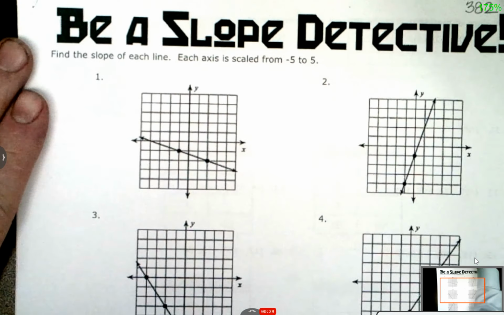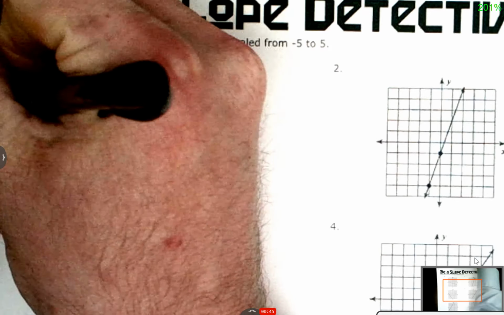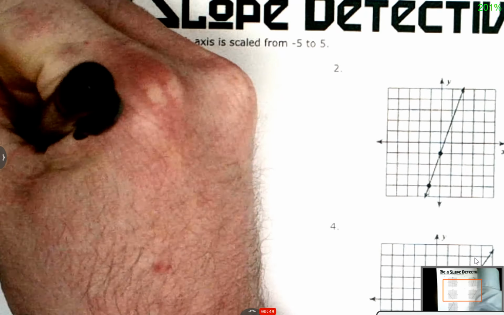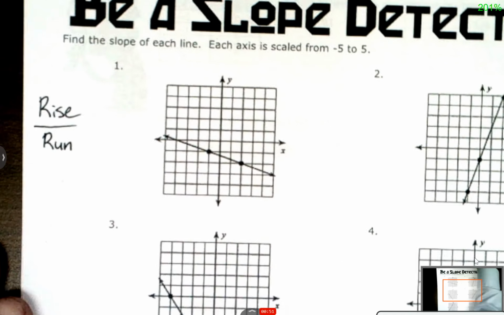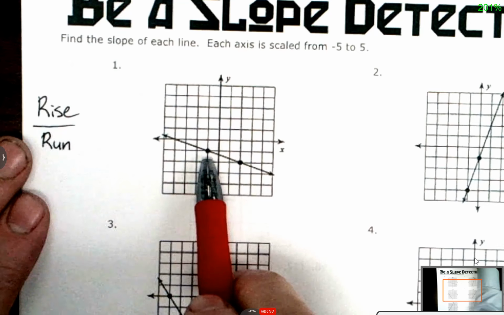But when it's a graph, instead of thinking about how much the y changed and how much the x changed, we use a different phrase to help us remember how that works on a graph. That phrase is rise over run. So rise over run is how I calculate my slope. Whenever you do rise over run, always start from your left point.